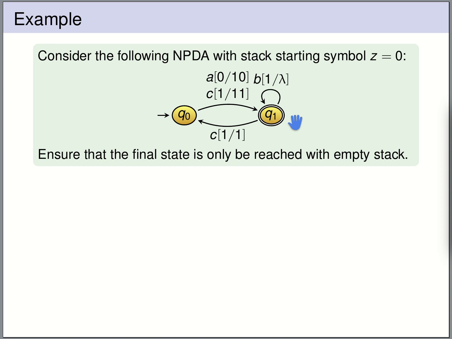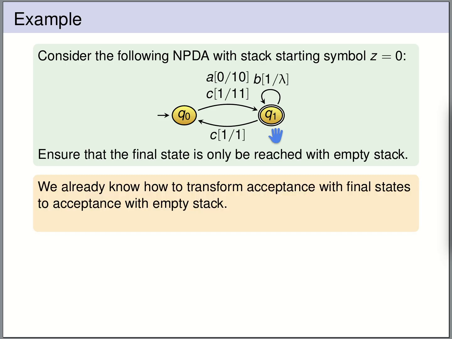As a first step, we have to make sure that the final state can only be reached if and only if the stack is empty. Now we have seen how this can be done. We have seen the transformation from acceptance with final states to acceptance with an empty stack. Here actually a simpler transformation suffices, because if we inspect this automaton, then we see that the stack start symbol 0 always remains at the bottom of the stack. It's never replaced nor removed, and nowhere else a 0 is added. So we don't need a fresh symbol for marking the bottom of the stack.